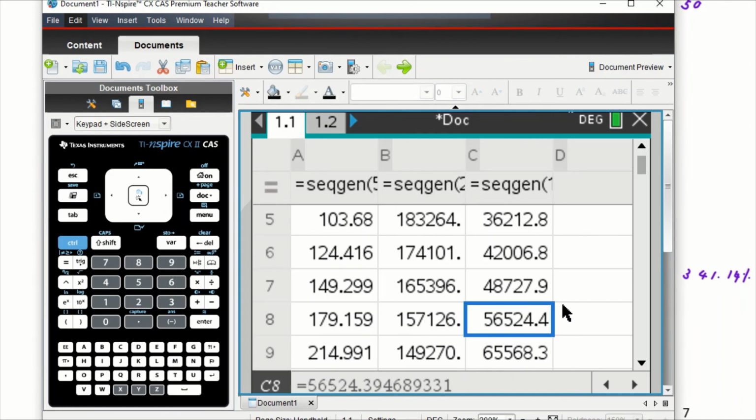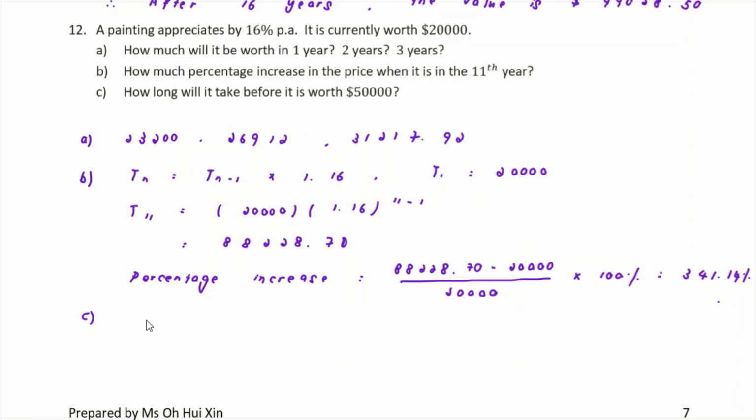All right, so let's write down our answer here. So we have the 7th term is 48727.93. So T8 is 56524.39. Okay, so by looking at this, you know that at the eighth term, the price of the painting goes over 50K. Okay, so how long will it take? Which means how many years will it take?